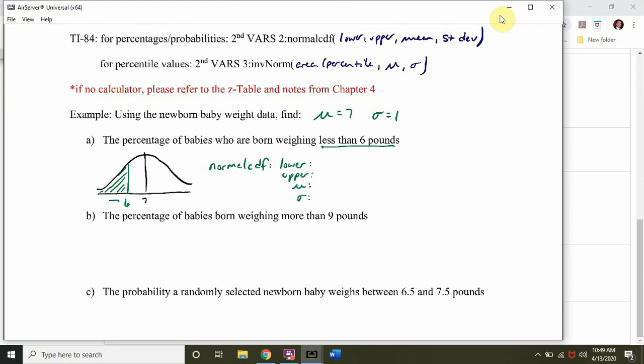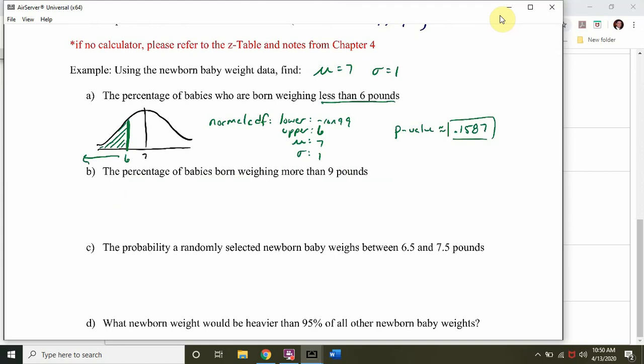okay, lower, in theory, these go back to -infinity and up to +infinity. So I'm not shading from like 6 to 0. I'm shading from 6 back to -infinity. And so we use -10 to the 99th power to approximate -infinity on our calculators. Upper is where we're shading up to, and that's the number 6 here. Average was 7 and sigma was 1. Okay, so when we calculate that, you should get a p-value pretty close to 0.1587. Just a little less than 16% of newborn babies would weigh less than 6 pounds.